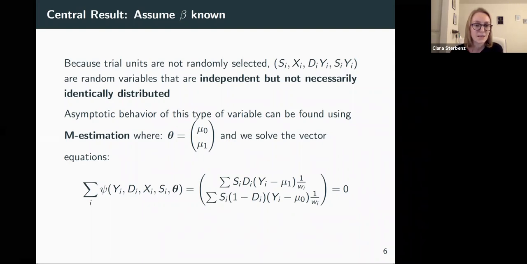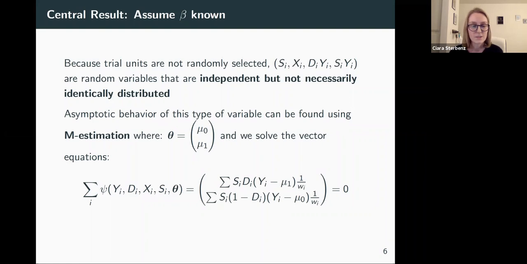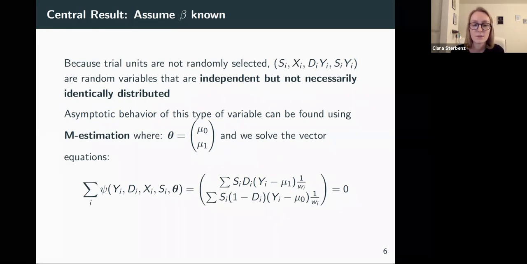So a common way to handle this type of situation for asymptotics is to turn to M-estimation, which we didn't actually learn in this class, but is derived from a lot of the stuff that we did learn and uses a lot of the same techniques. So basically, you start off with this vector equation, where you are specifically choosing your theta so that the following equation will equal 0, and your estimand will equal the estimands that you're after, mu1 and mu0, which are the average potential outcomes in the population.